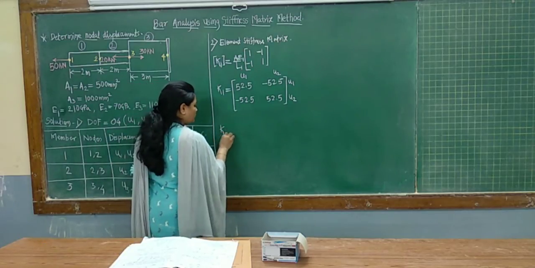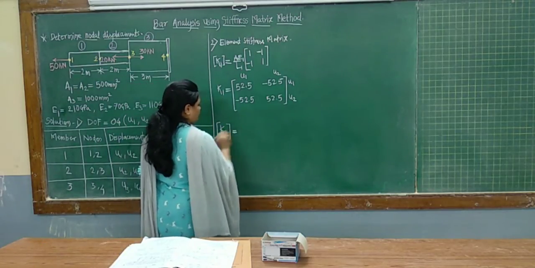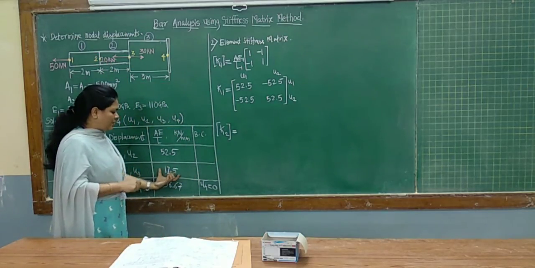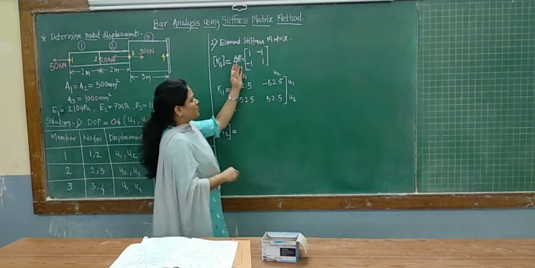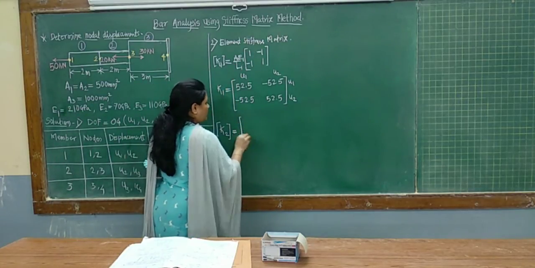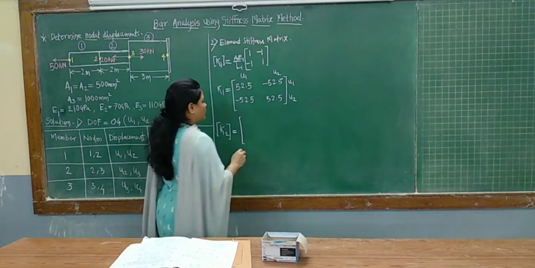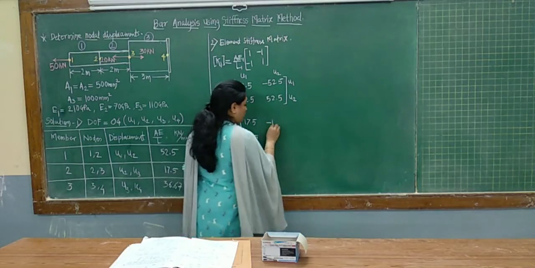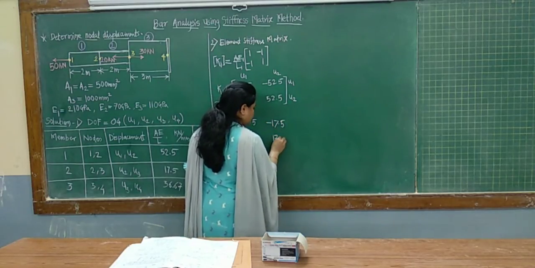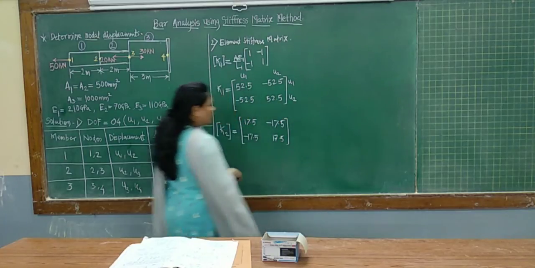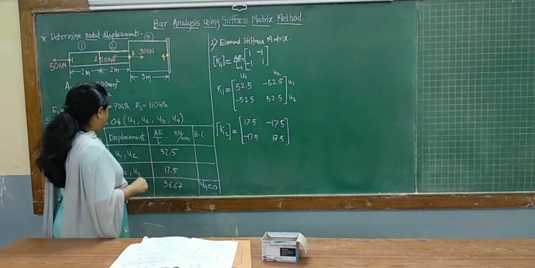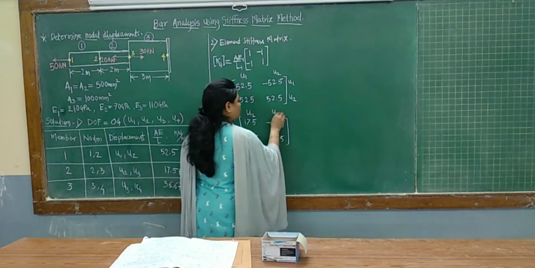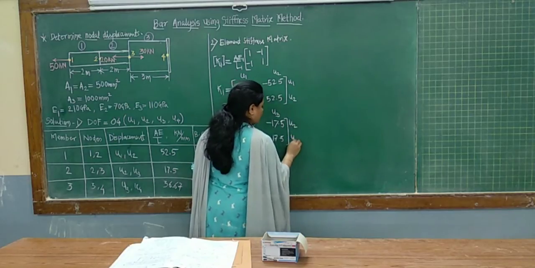Similarly, write down K2. That is for the second element. For the second element we have calculated the value AE upon N, that is 17.5. That is multiplied to the inner elements of the matrix 1 minus 1 1. So it will be 17.5, minus 17.5, minus 17.5 and plus 17.5. Write down the associated displacement for each column and row. Associated displacements are U2 and U3: U2, U3, U2 and U3.